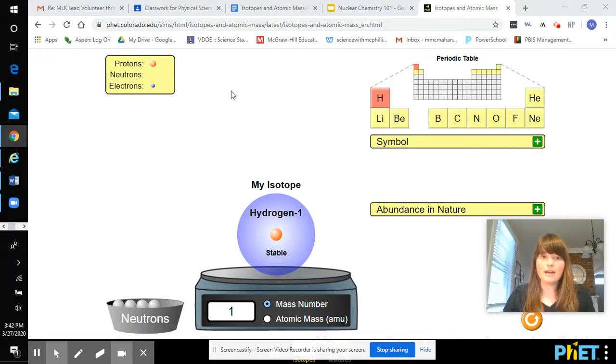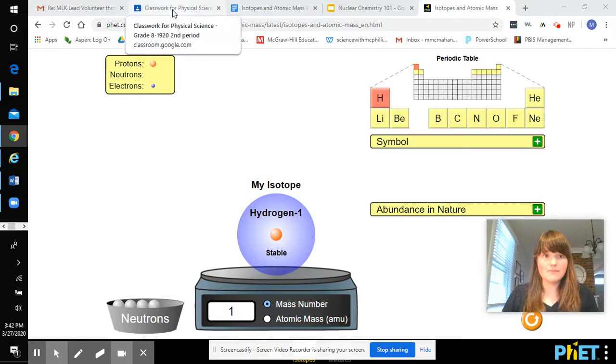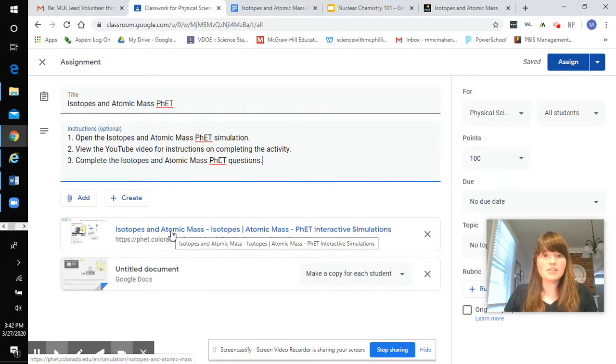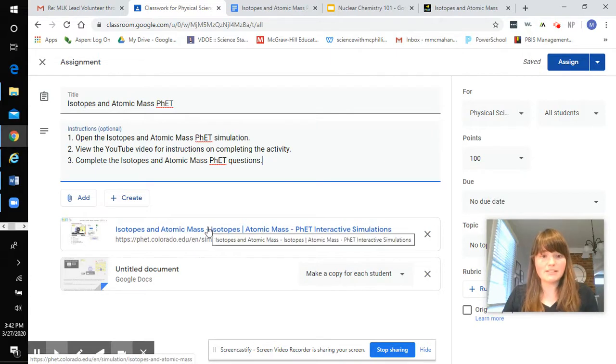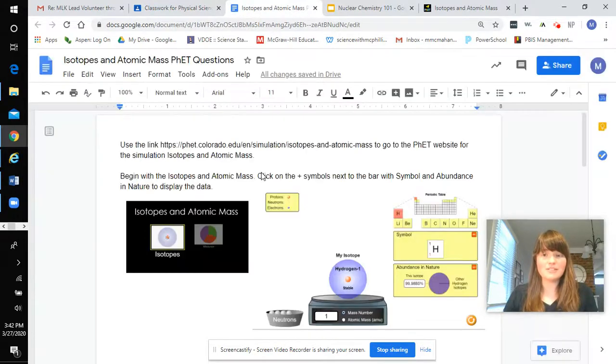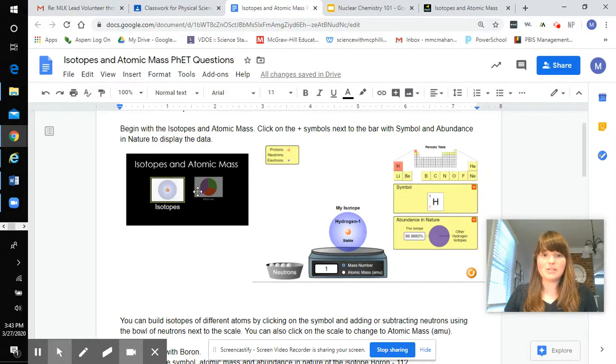In Google Classroom, I have the link to this simulation posted. Your assignment should look something like this. You can click on the link to go to the Isotopes and Atomic Mass PhET simulation, and then you have some questions to answer on an attached Google Doc, which is loading here, but it looks like this. So I do give you some pictures here of what it should look like.